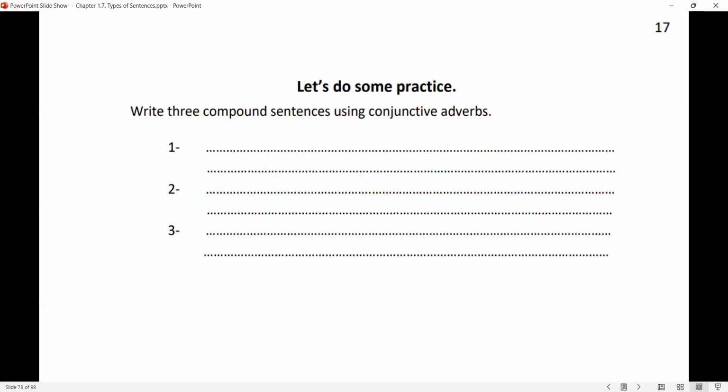All right. Now let's go to the booklet, page 17. Write 3 compound sentences using conjunctive adverbs. What are conjunctive adverbs? The ones that we just discussed. Therefore, moreover, in addition, besides, thus, hence, what else? However, on the contrary, still. So all these adverbs that we just discussed, you can choose 3 of them and make 3 compound sentences.